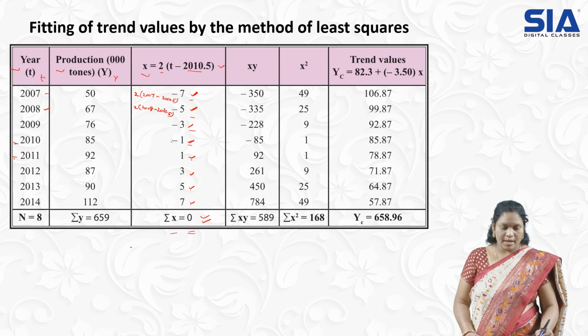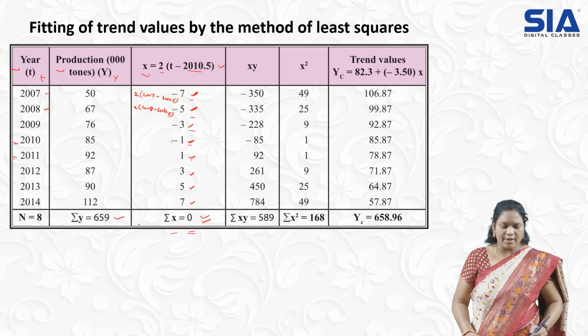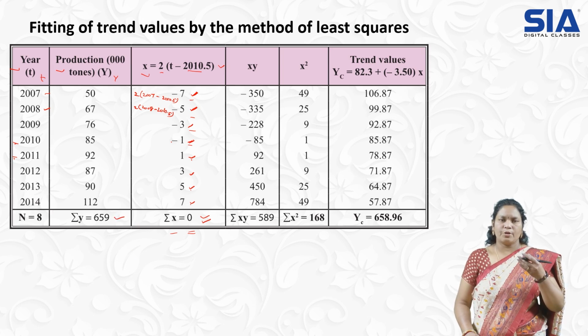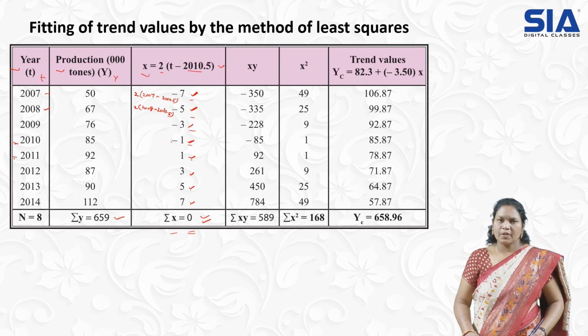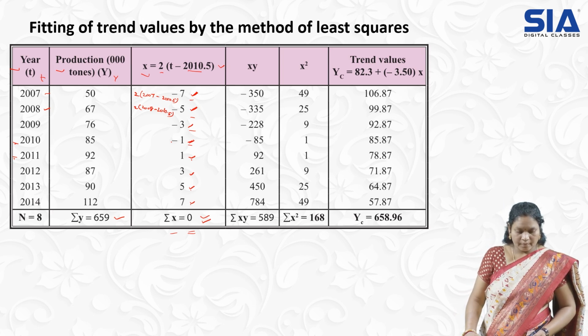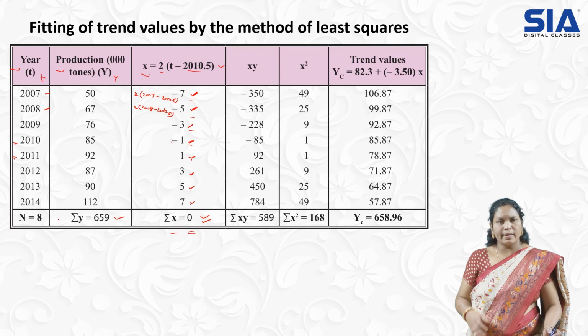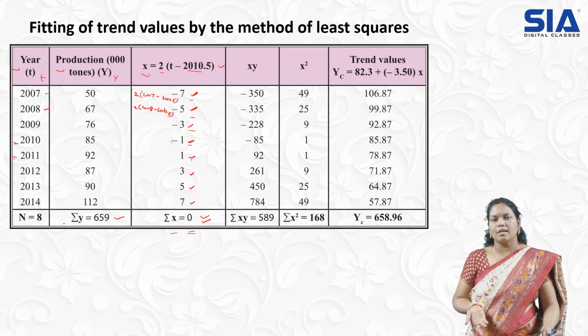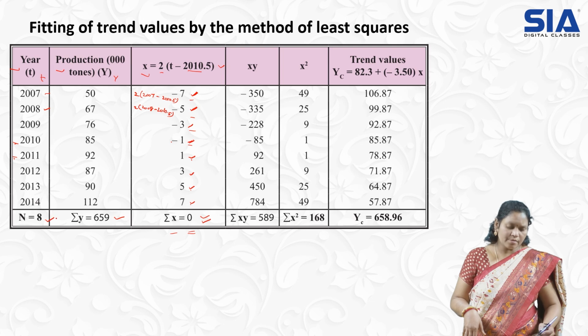So what else do we require? We require summation y. So I have done that here. I have added all the production values and got an answer. Next, count how many years there are. Anyhow we'll count, and then we come to know that it's 8 years, that is your even method. So n is equal to 8, which we also wrote here.